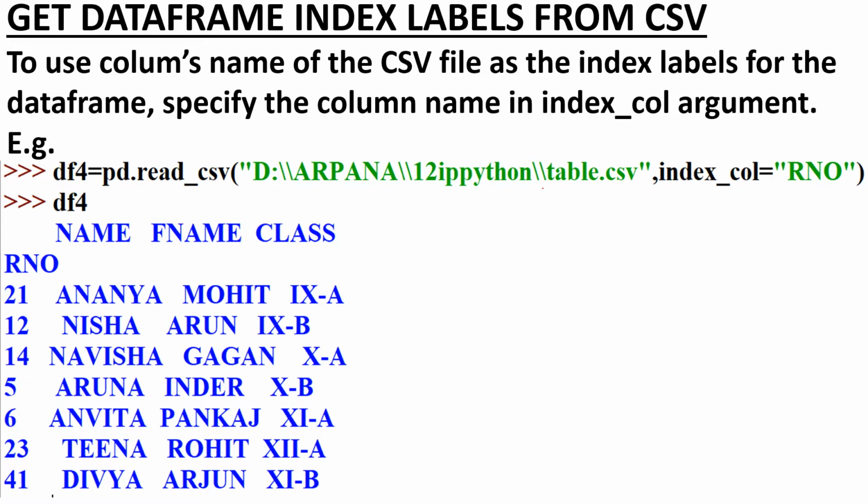So this is the CSV file which is stored in this folder, in the D drive. And if you use the attribute index_col and you write RNO, what will happen? And you print the data frame, this attribute will use this value RNO as the heading here. So it will become the column name of the indexes.